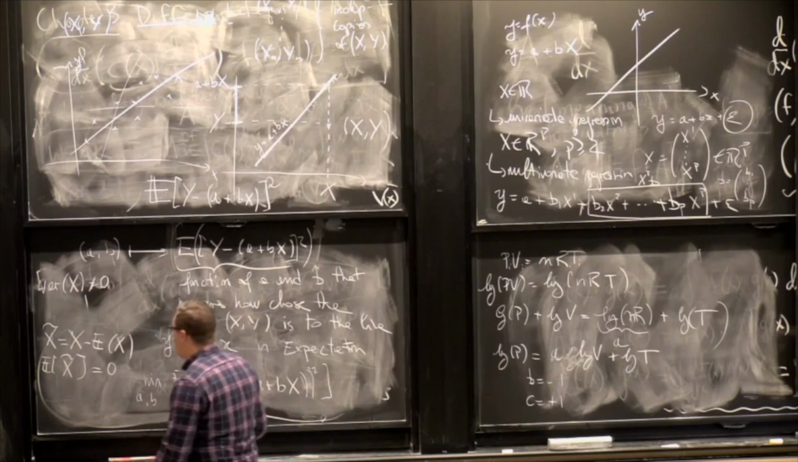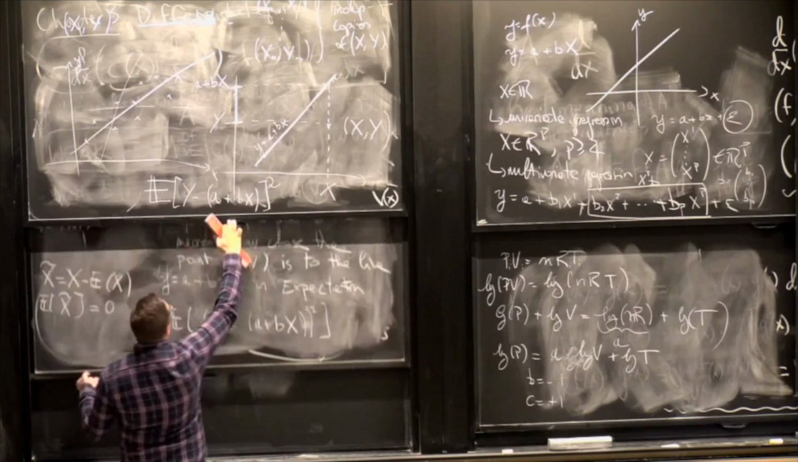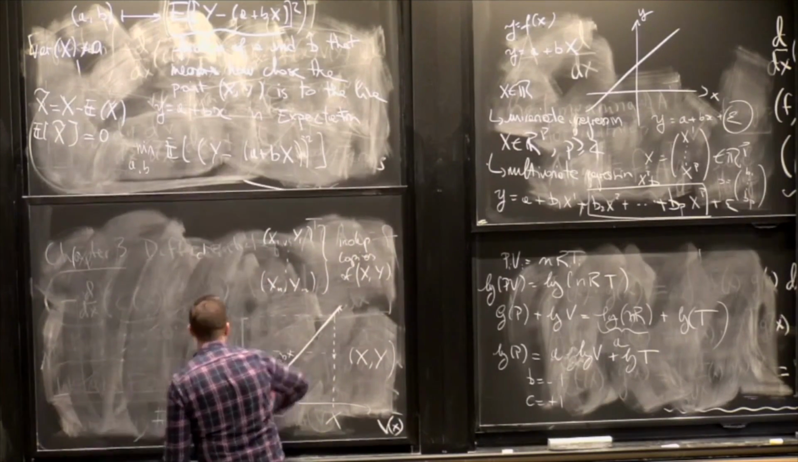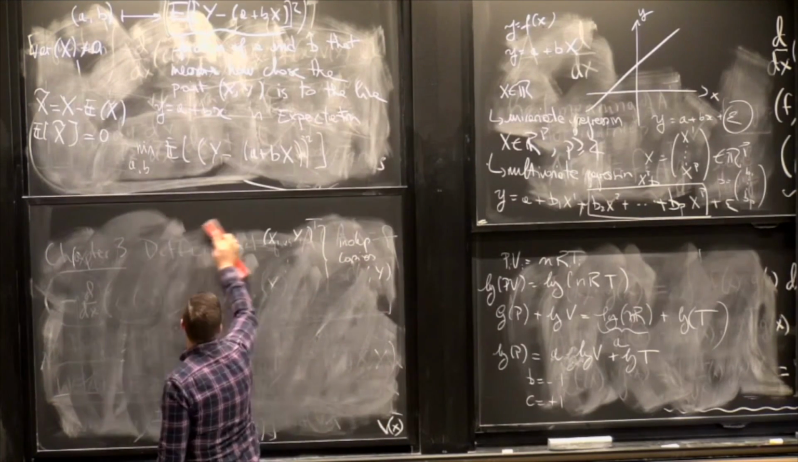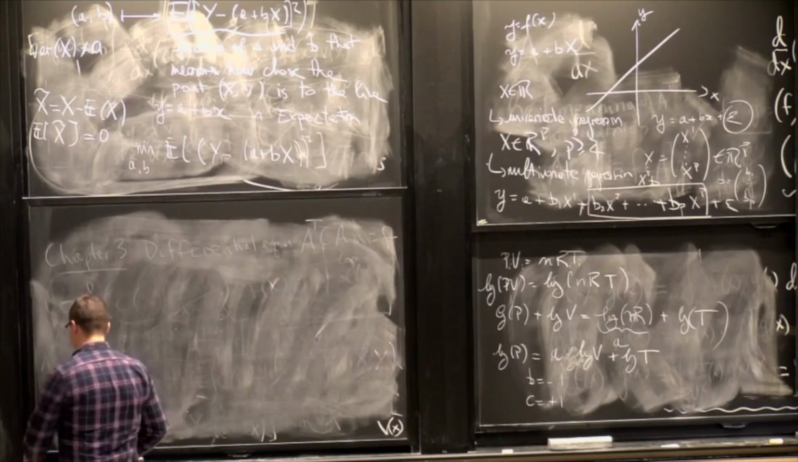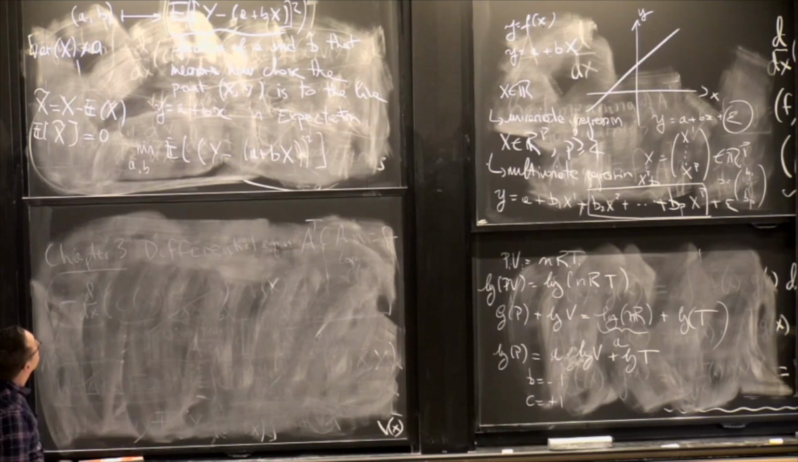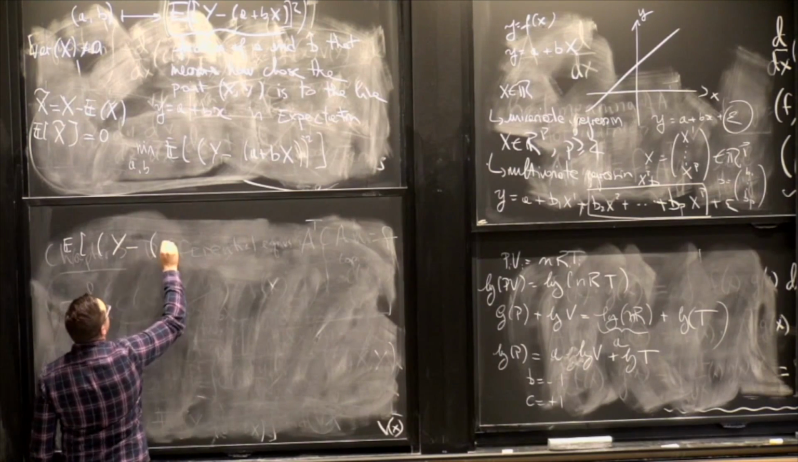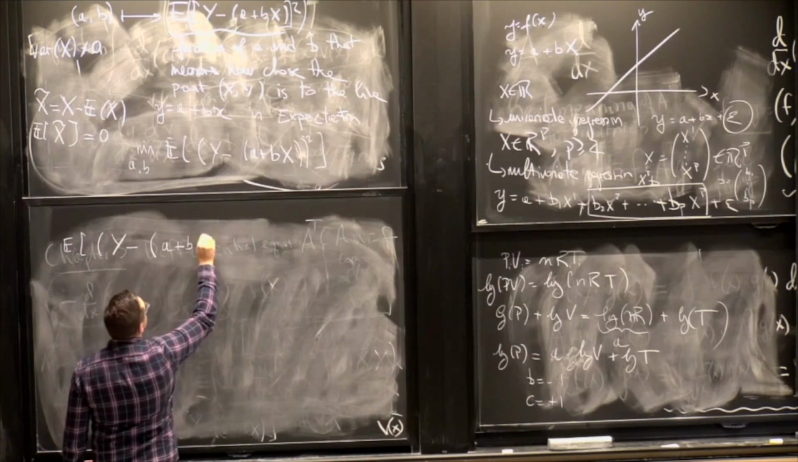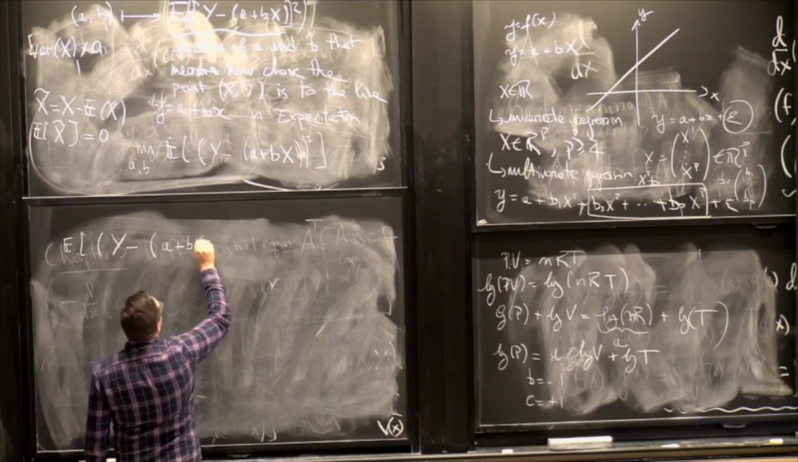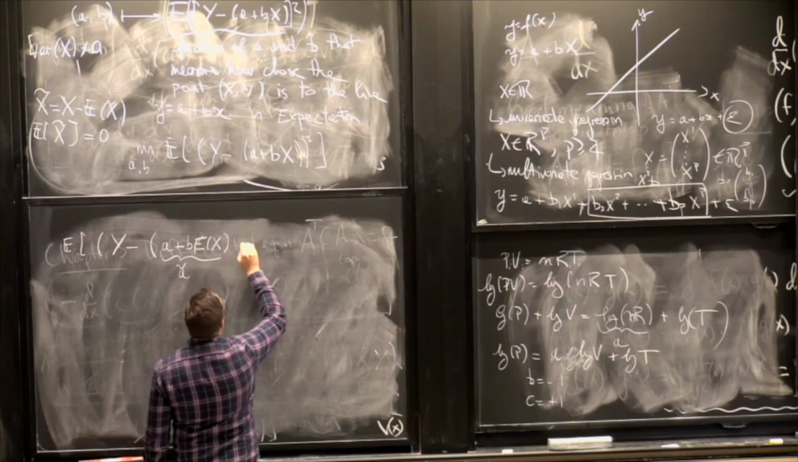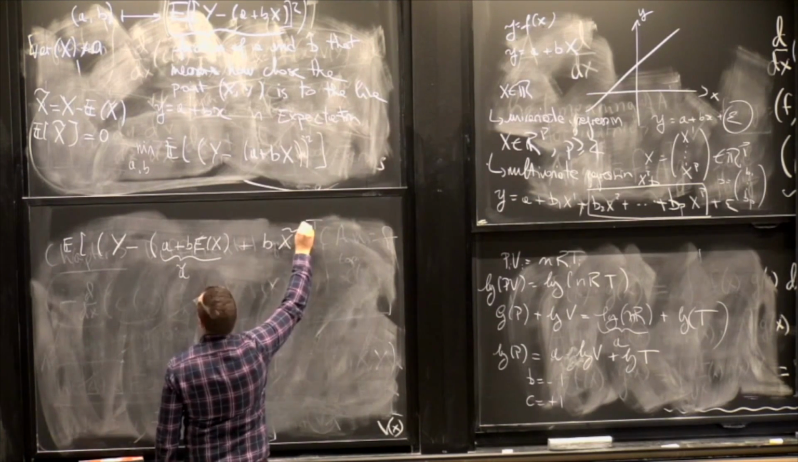And the way I'm going to do this is by turning x into x tilde and putting the extra expectation of x into the a. So I'm going to write this as the expectation of y minus a plus b times the expectation of x, which I'm going to call a tilde, and plus b x tilde.